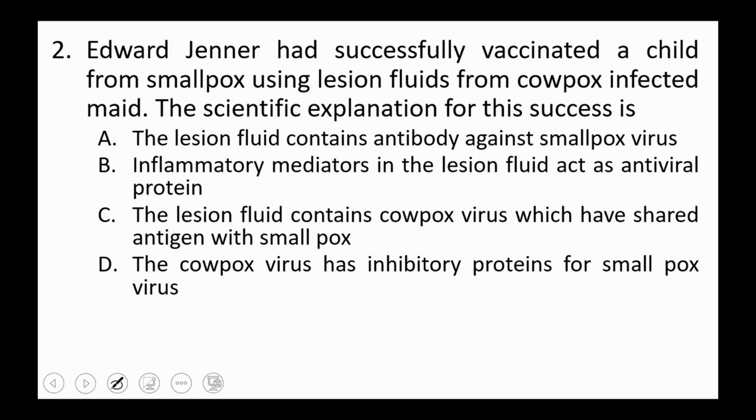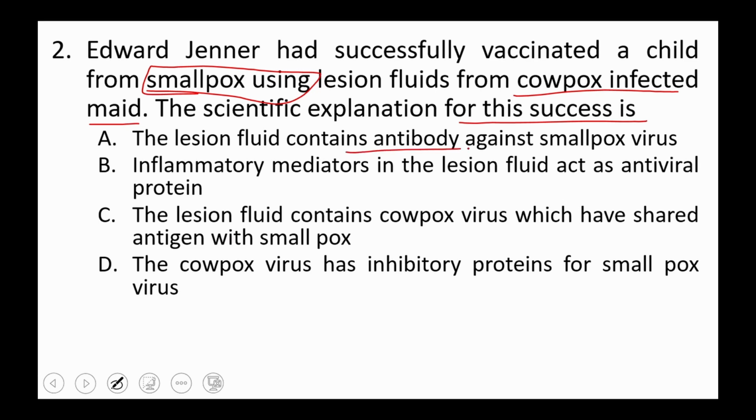Edward Jenner successfully vaccinated a child for smallpox using lesion fluid from a cowpox infected maid. So we have a cowpox infected maid, and he produced an effective immune response for smallpox by introducing lesion fluid from a cowpox infected maid. So the scientific explanation for this success is: the lesion fluid contains antibody against smallpox.